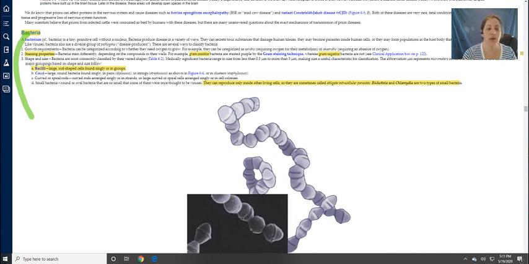So the first one is bacilli. They are large, rod-shaped, and found in single or groups. The next one is the cocci, which are large and round, found either single, in pairs, in strings, or in clusters. The strings are strep, and the clusters are staph. So we've all heard of streptococcus and staphylococcus, strep throat, those kinds of things. That's what we're talking about here.